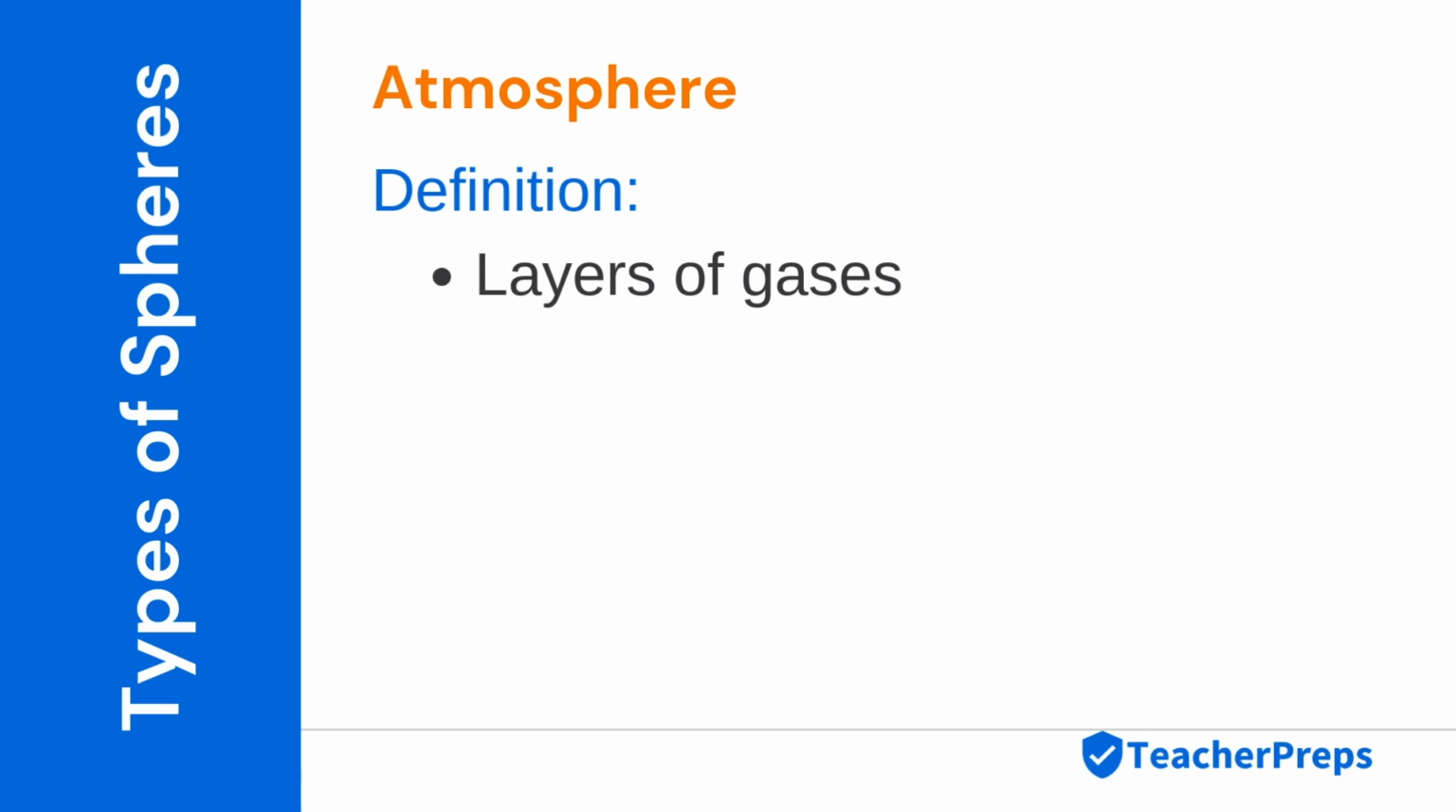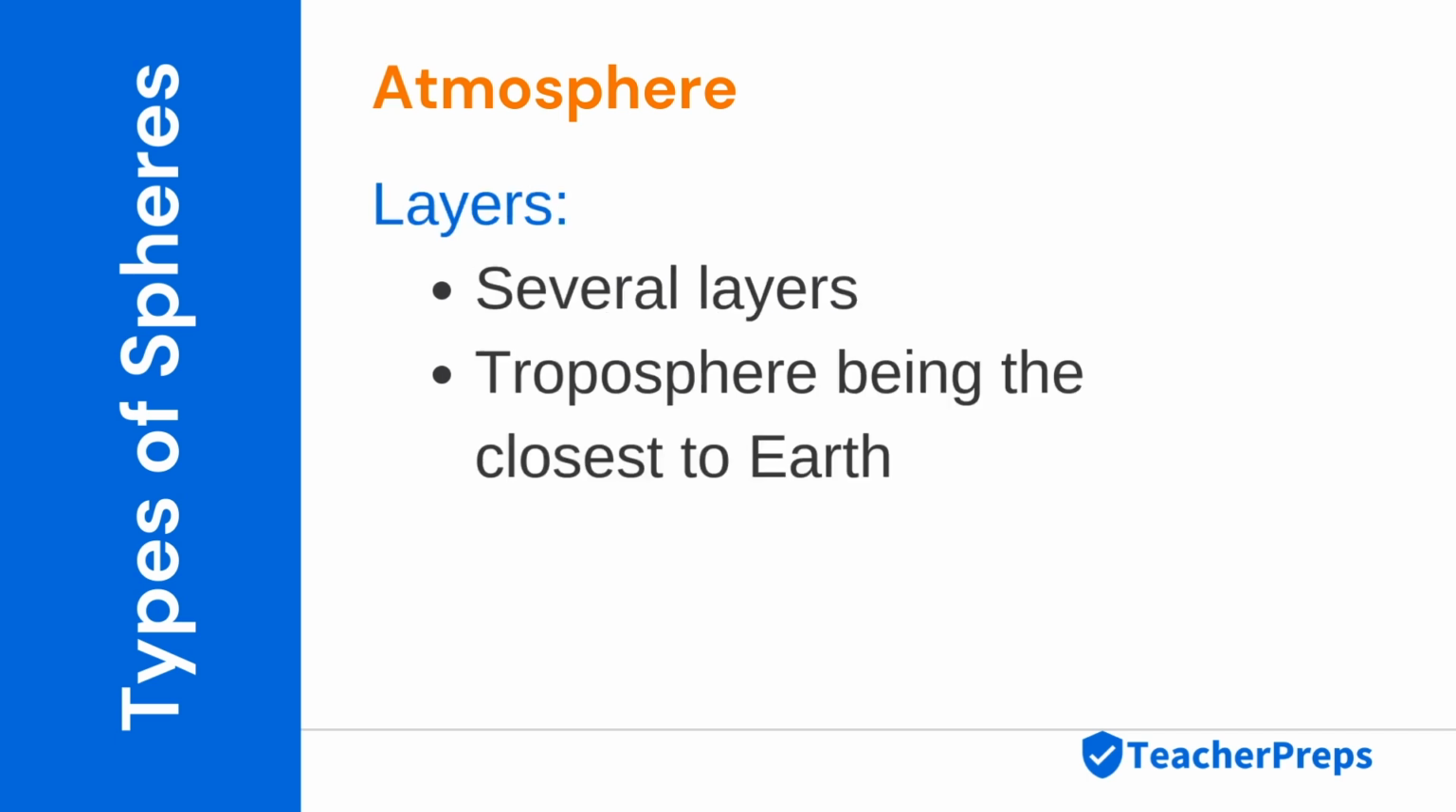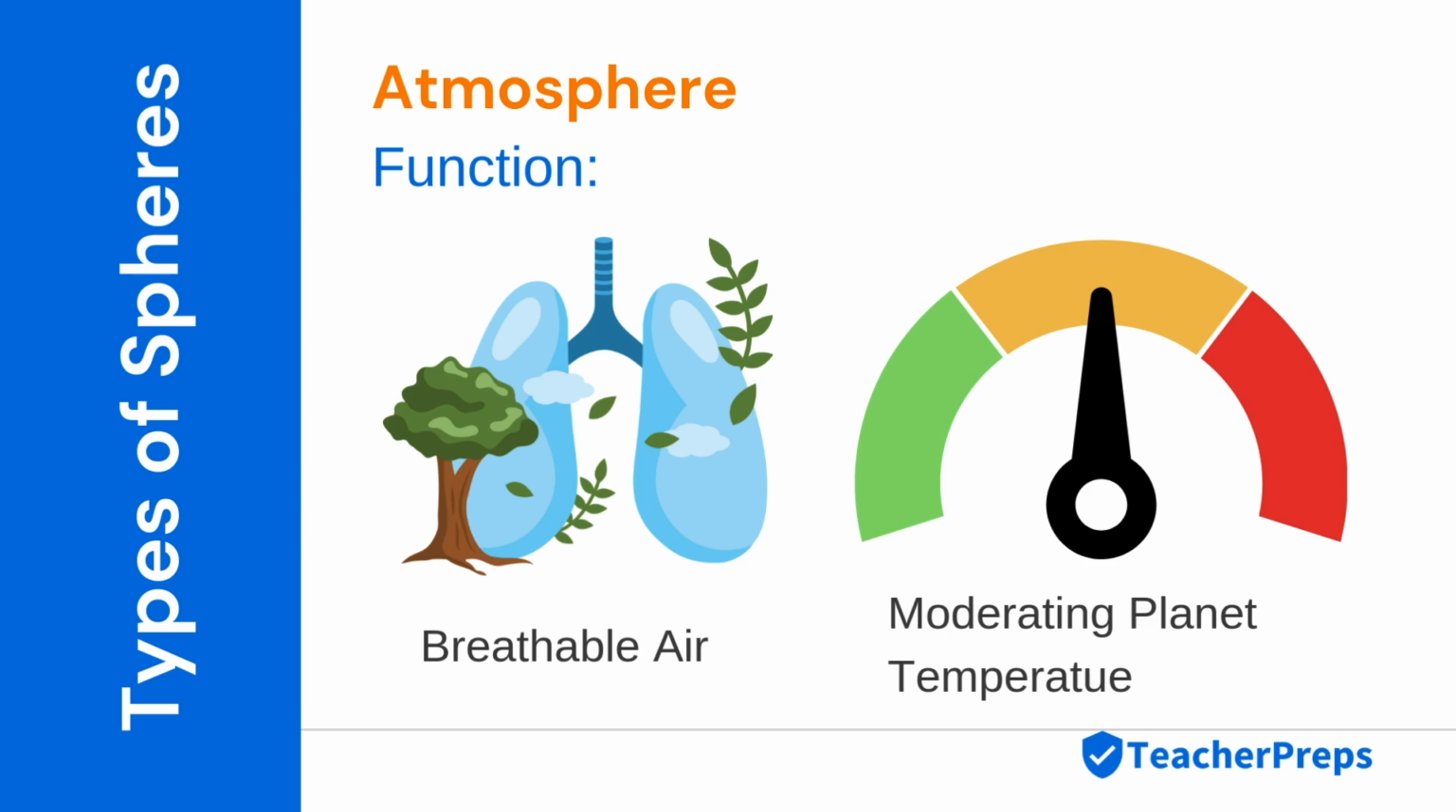Now, let's go ahead and talk about the atmosphere, which is the layer of gases surrounding Earth. Our atmosphere is primarily nitrogen, which is actually 78%, and then we also have 21% of oxygen, with traces of other gases like carbon dioxide and water vapor. Our atmosphere includes several layers, with the troposphere being the closest to Earth, where most weather changes occur. The atmosphere protects life by providing breathable air and moderating the planet's temperature.